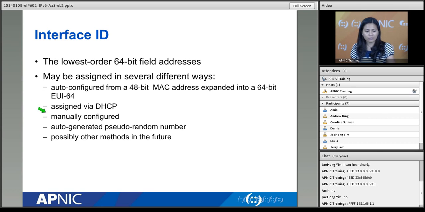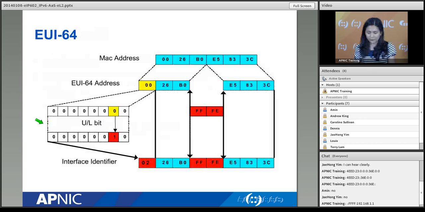So instead of basing it on something that is unique to your machine, with pseudo-random numbers, your operating system will just generate a set of random numbers and then assign that to your interface. Okay, that's the purpose of that. In the future, there might be other ways to assign the interface ID, but so far, these four are the common ones that we are actually using in practice now.